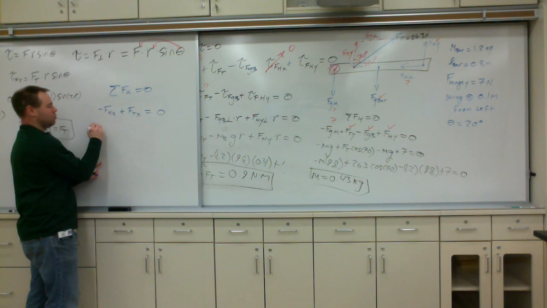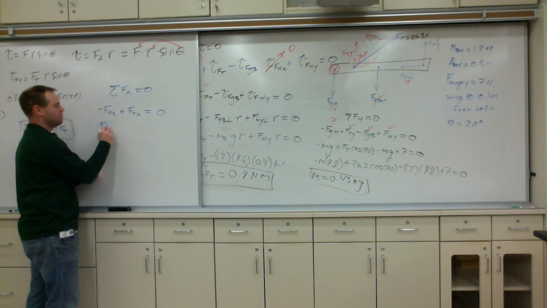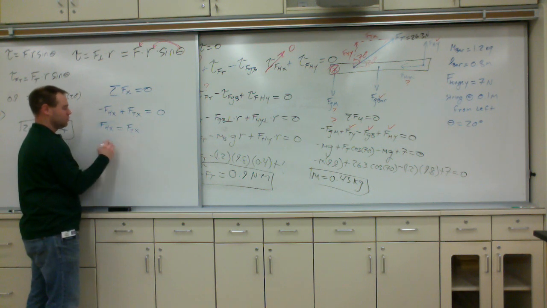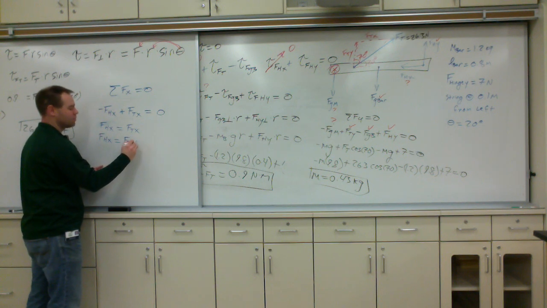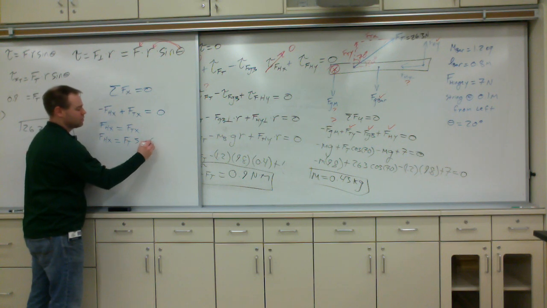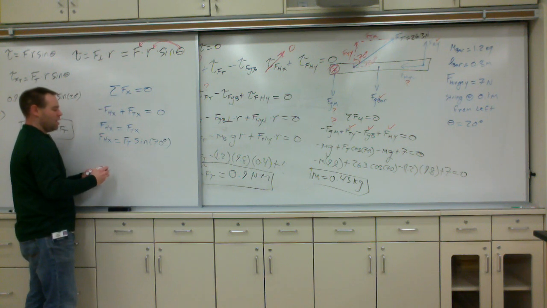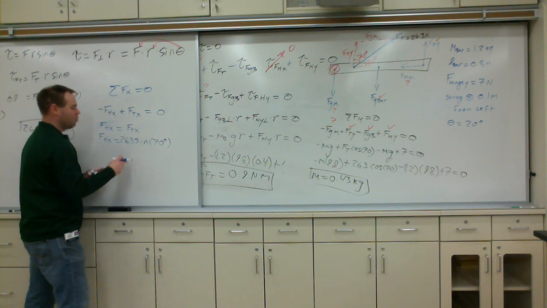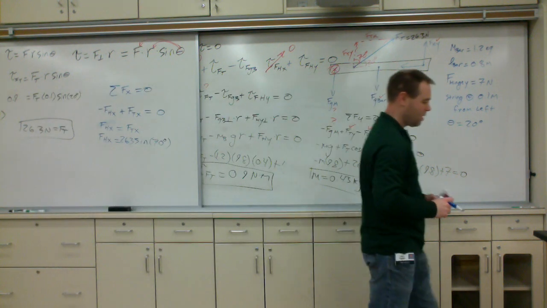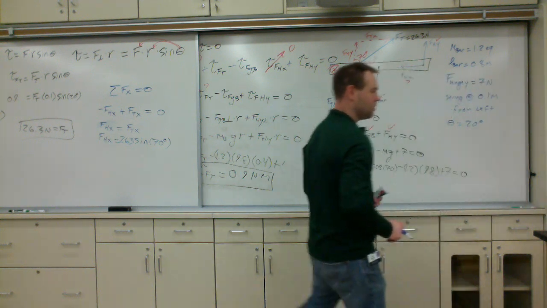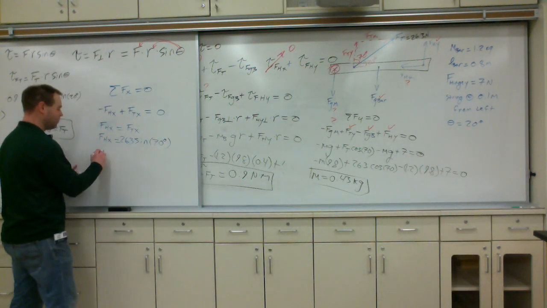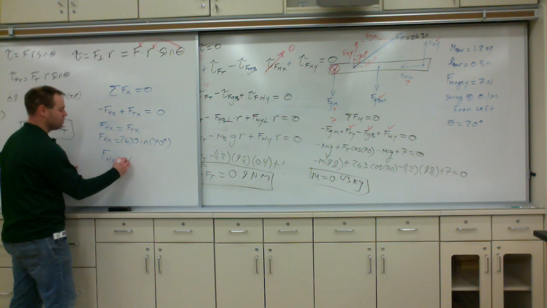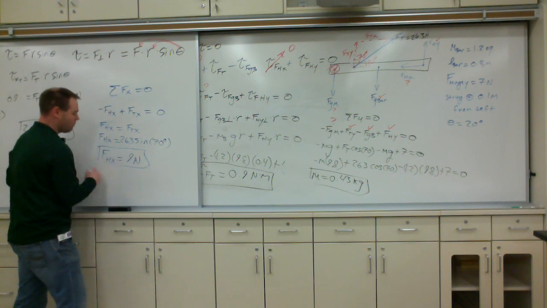Force hinge x is what we're trying to find, so force hinge x is equal to force tension x. They're balanced, so force hinge x is going to equal force tension times sine of 70 degrees. And we know force tension is 26.3 newtons. Plug that all in your calculator, and you're going to find that force hinge x is equal to 9 newtons. So force hinge x equals 9 newtons. And there you have it.